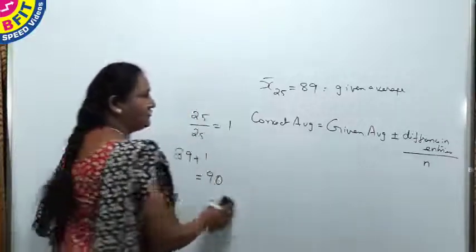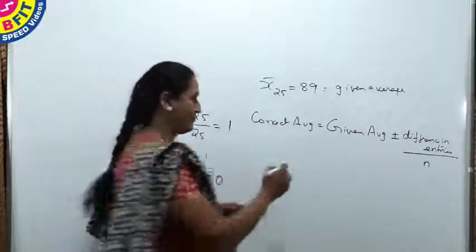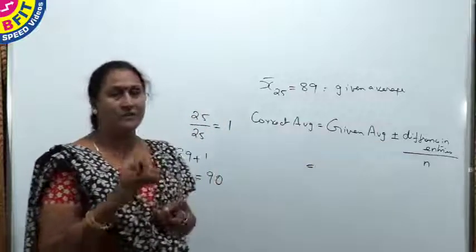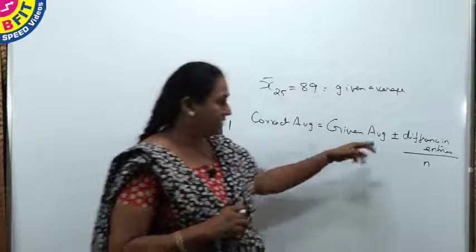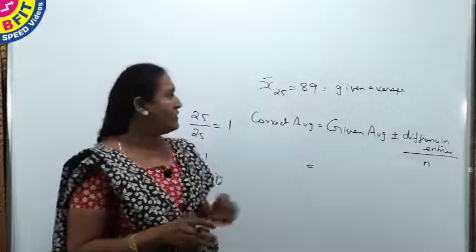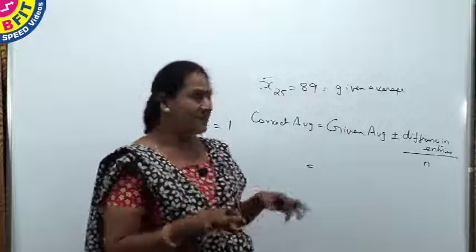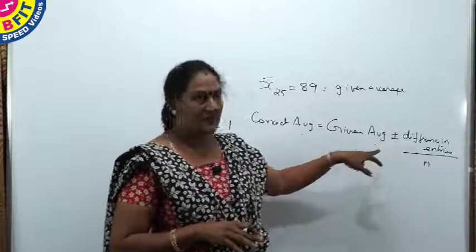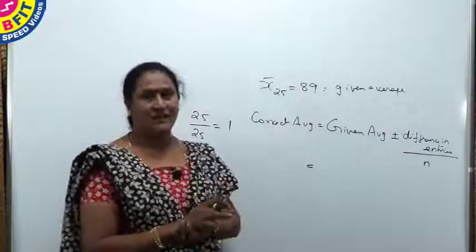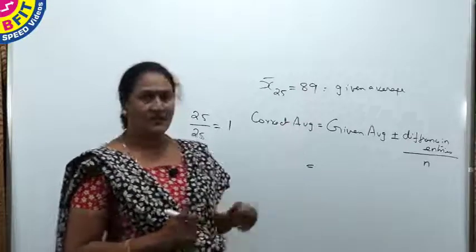So when you are asked to find the correct average, find the difference between the wrong and correct entries and then divide that by the number of terms, and you get the increase or decrease in average. Suppose this difference is positive, then the average will be increased, so you choose the options which are more than 89. Suppose the correct entry is lesser than the wrong entry, we will have minus and the average will decrease, and you can choose the options which are lesser than 89, or you can eliminate the options which are more than 89.